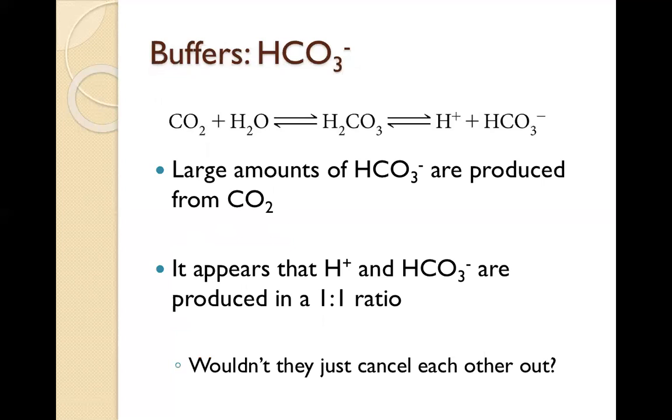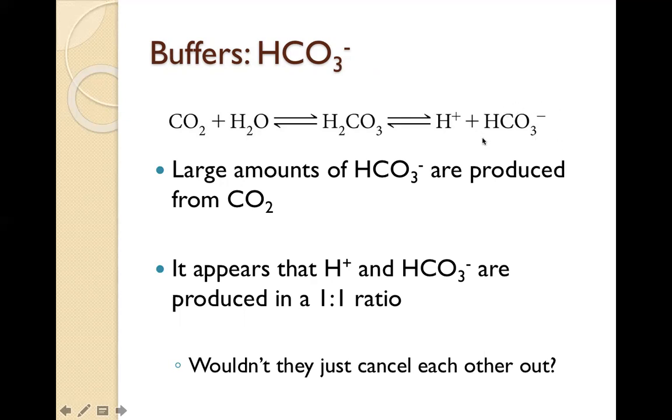The main buffer system in our body is the bicarbonate buffer system. And specifically, it's bicarbonate with carbonic acid. This system is the buffer system, bicarbonate and carbonic acid. And large amounts of bicarbonate are produced from carbon dioxide. It's interesting because we said that carbon dioxide is the main source of acid, but at the same time, we're producing a buffer that can get rid of that acid.